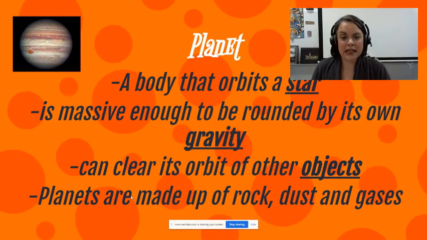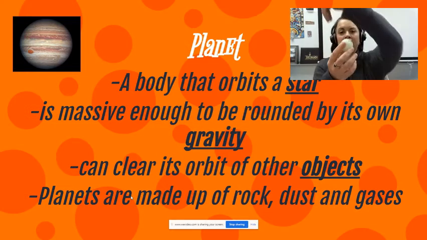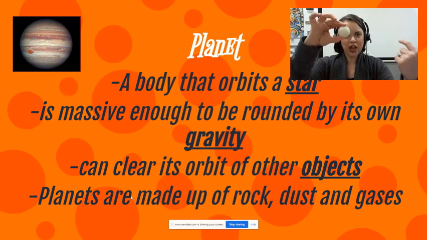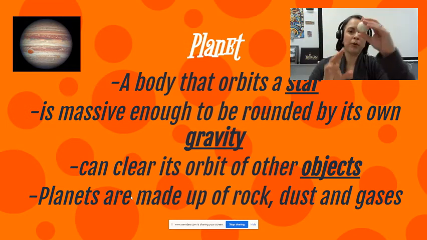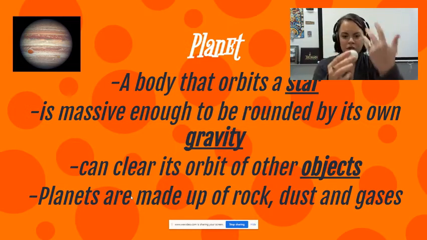Now, a planet is considered to be a body that orbits a star. It is massive enough to be rounded by its own gravity. Basically, the idea here is that gravity is pulling everything toward the center. And because of that pull of gravity, planets take on a round shape. So if we imagine that this ping pong ball is a planet, it has its round shape due to gravity.